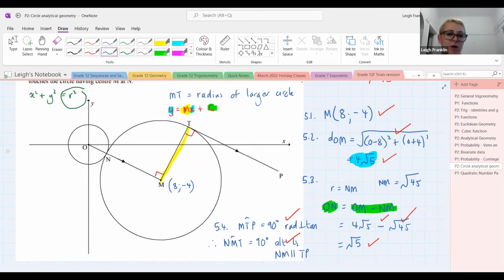All we need to do now is work out how we're going to get the gradient. How are we going to do that? How are we going to work out the gradient of MT? That's the only bit that's missing before we can solve for C. How are we going to get the gradient of MT? What do you guys think?